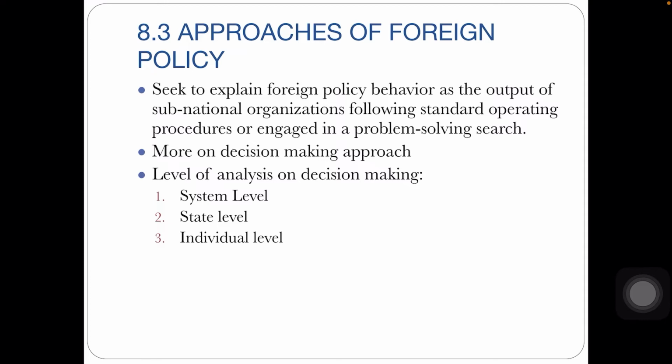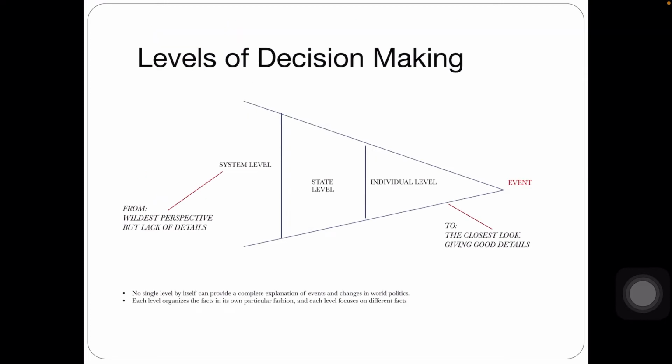So there are three levels of analysis on decision-making. The first one we have is the system level, which is the interaction of states and also non-state actors at the international level that can affect and also lead to conflict and cooperation. So for example, the United Nations plays a vital role in the Arab-Israeli conflict. So moving on, we shall look into the state level. In this level, how states make decisions, for example, economic power, military power, and also domestic factors.